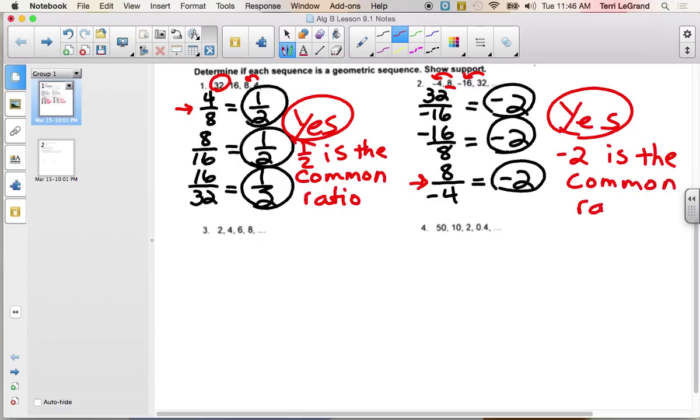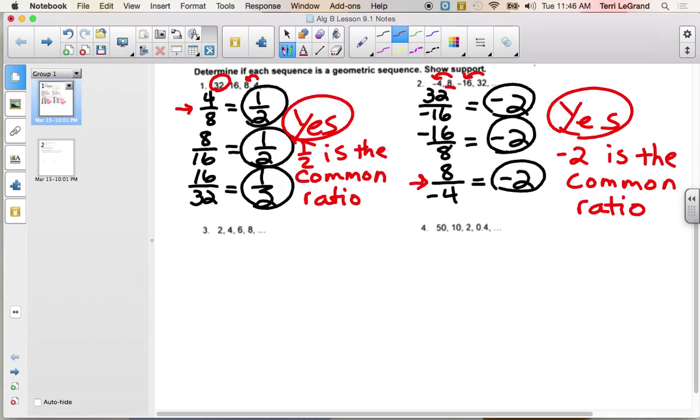Now, does it make sense? What you could always do is just stop right here and say, okay, if I took 32 times -2, I would get what? What would happen? 32 times -2 to get the next term, what would we get? -64. Does that seem reasonable?